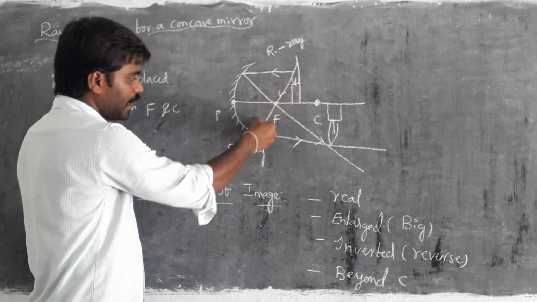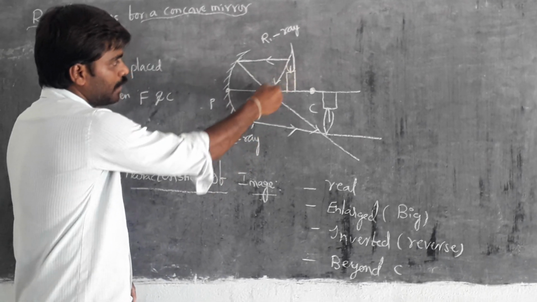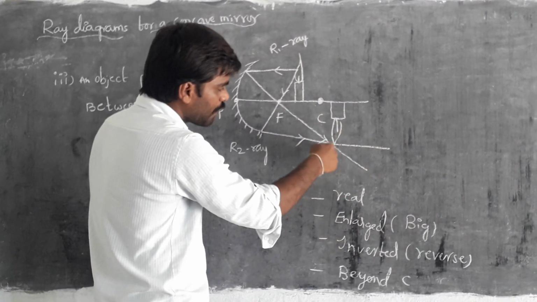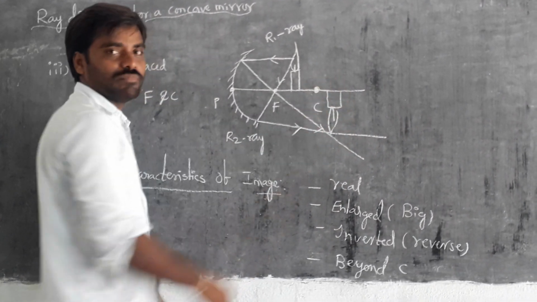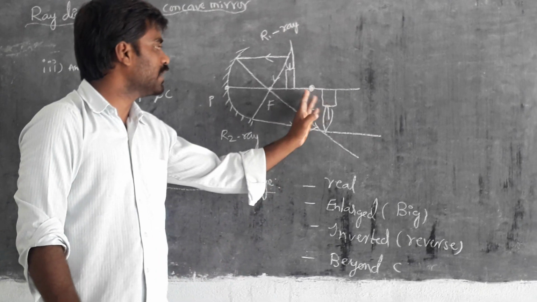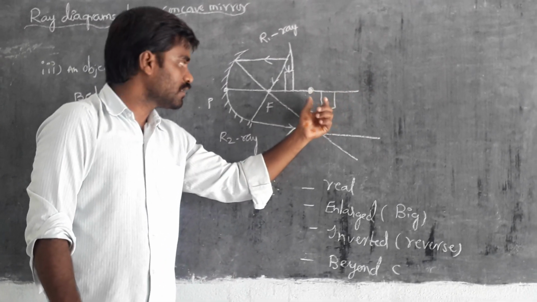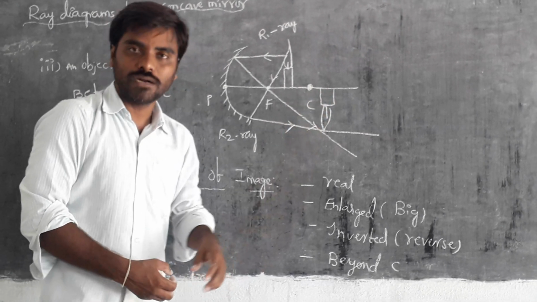Second, I took the help of the R2 ray. It is passing through the focus. After reflection it is parallel. Then where they meet, that point forms the image. So the image is formed exactly outside the place of C. That particular place we call beyond C.